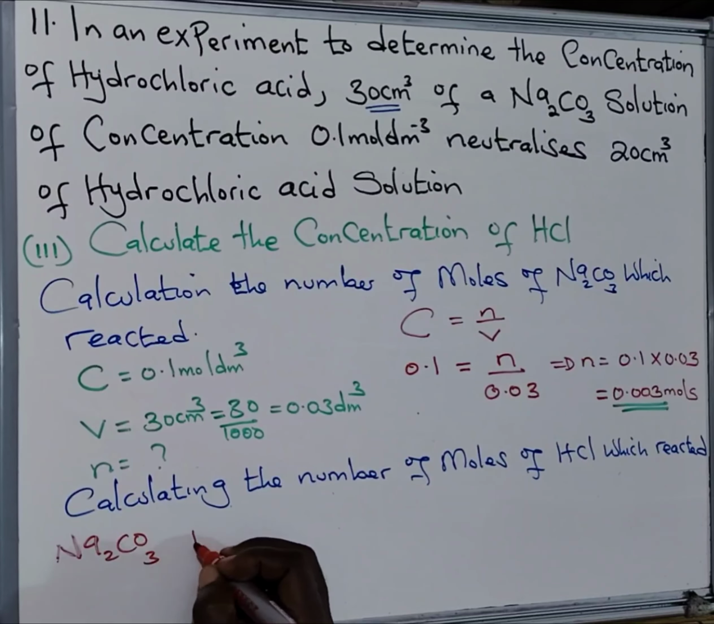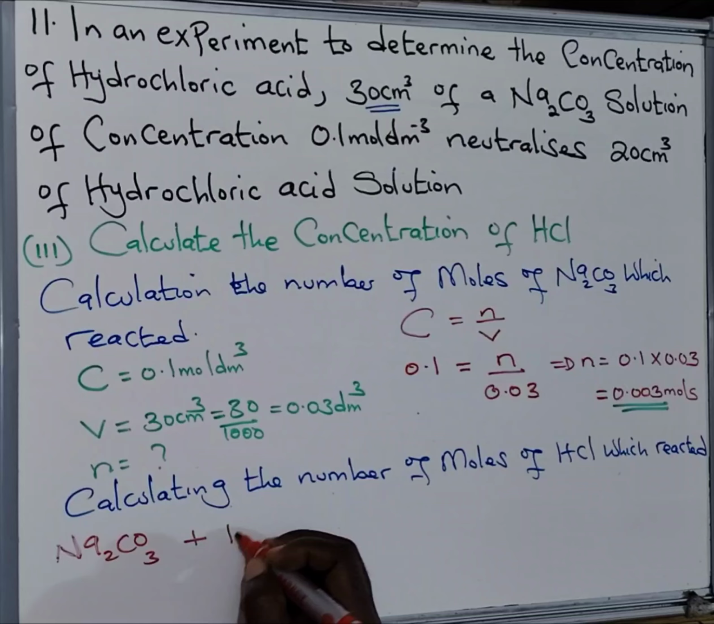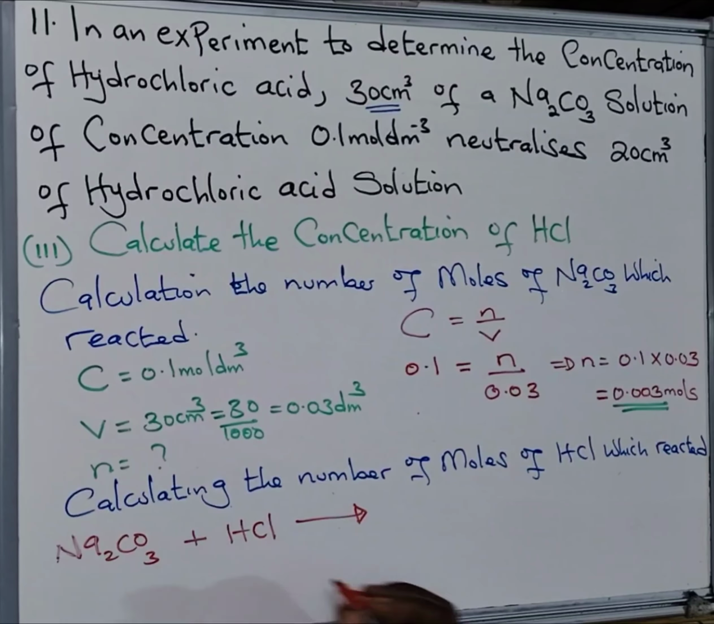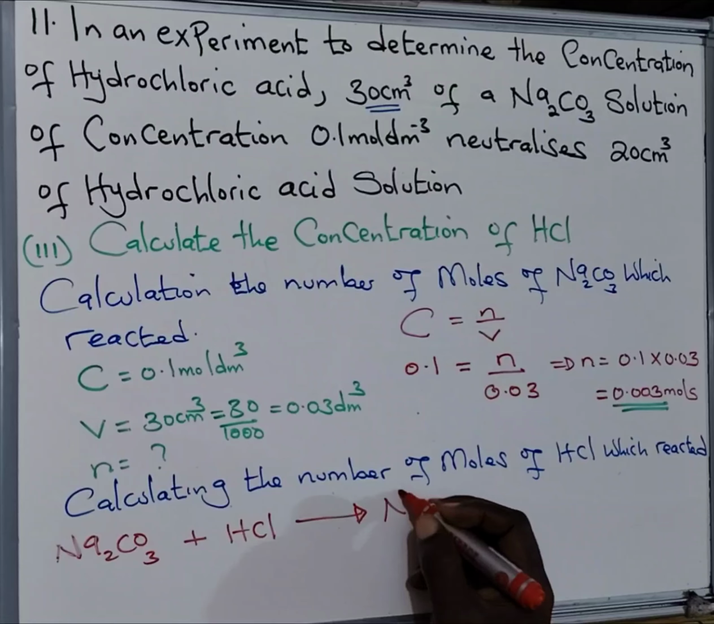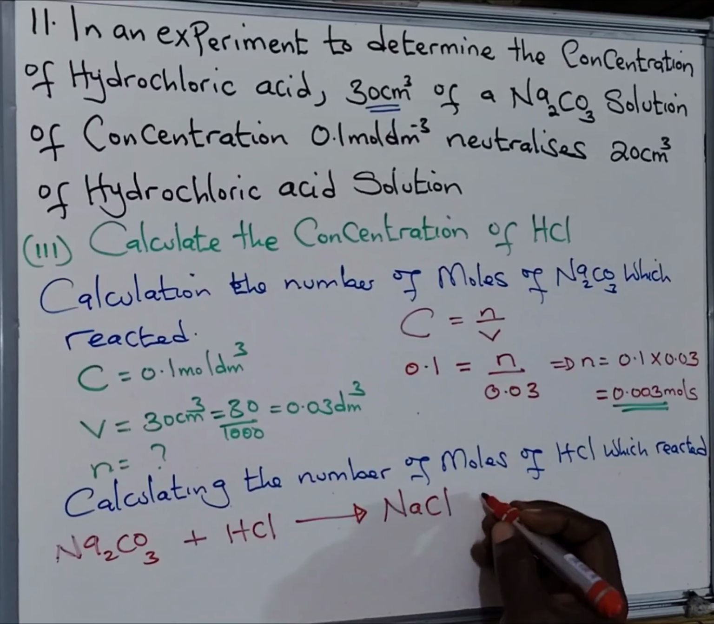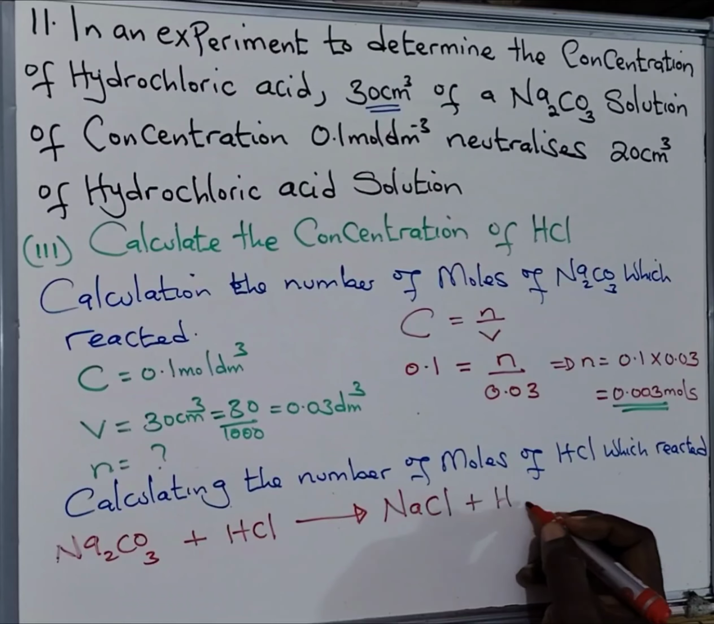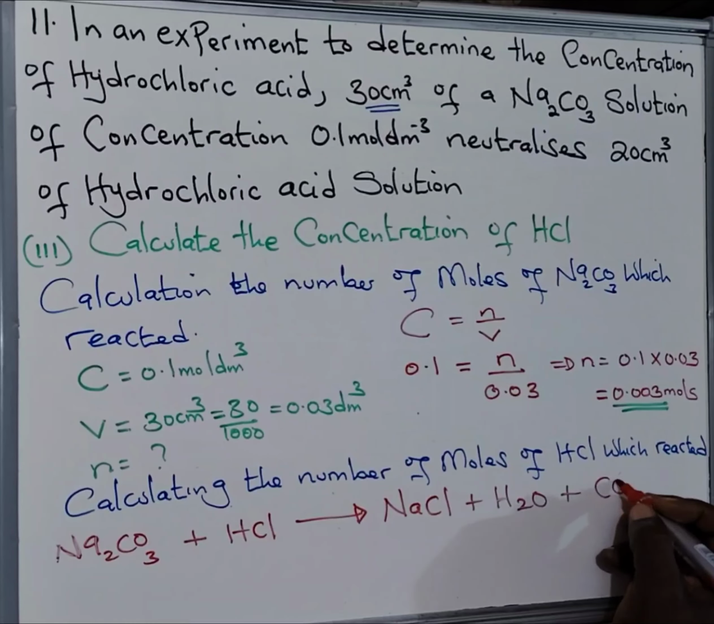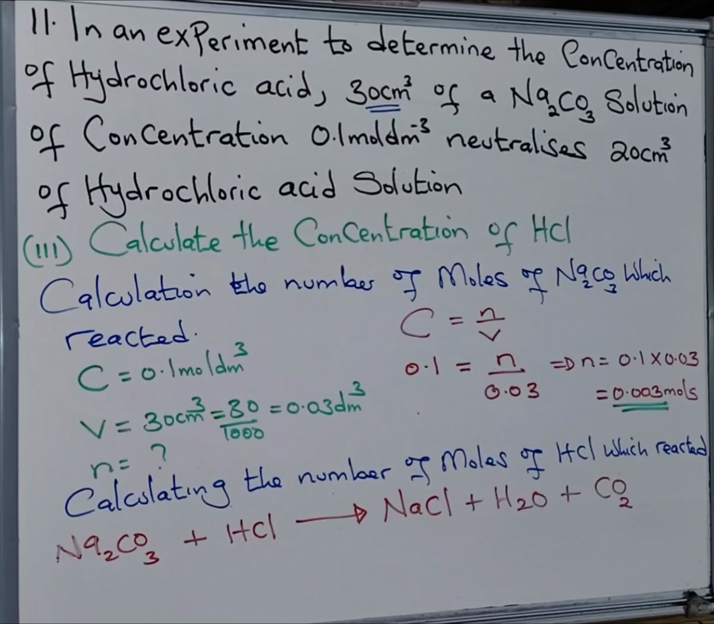Okay. We are adding hydrochloric acid. From here, what do we get? You get sodium chloride as our salt. Okay. We are getting water. Okay, and we are having carbon dioxide. So our step which comes next is balancing.